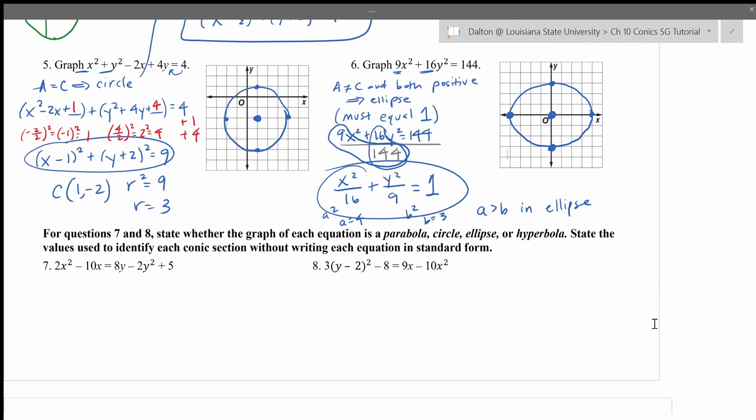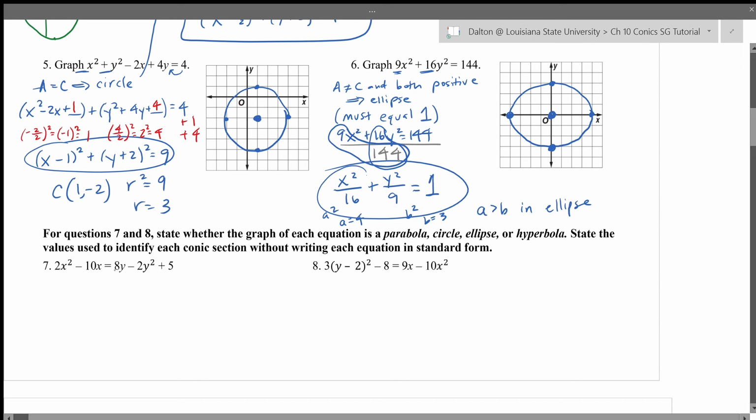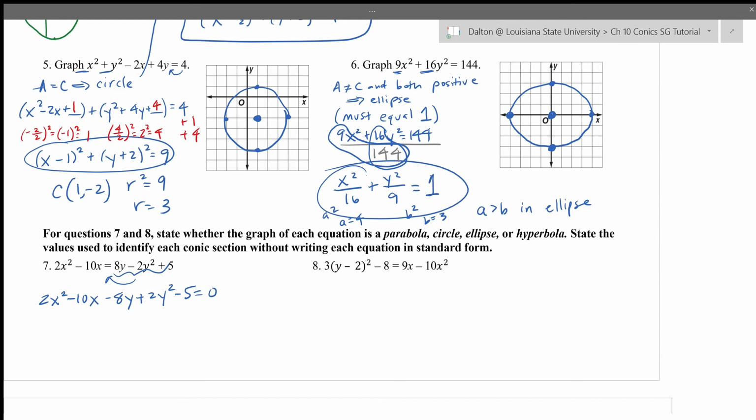Before you do that though, you have to make sure that your equation is set equal to 0, and there's nothing being divided out or anything like that. So let's move everything on the right side to the left side. I've got 2x squared minus 10x, and moving everything from the right to the left, it'll be minus 8y plus 2y squared minus 5 equals 0. So I repeat, when you compare A and C, everything has to be multiplied out and everything has to be on one side of the equal sign.